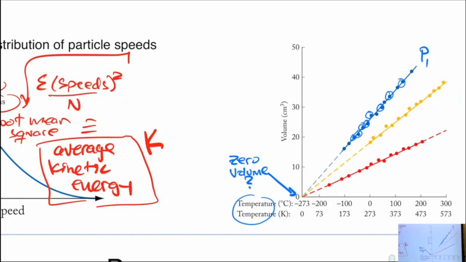If we could get down to a 0 volume, what do you suppose the kinetic energy would be? It would be 0. If we can get to 0 volume, that means the kinetic energy would be 0 as well. Here, let's make sure that's 0. That's what we call absolute 0.